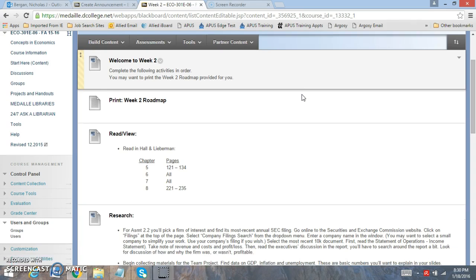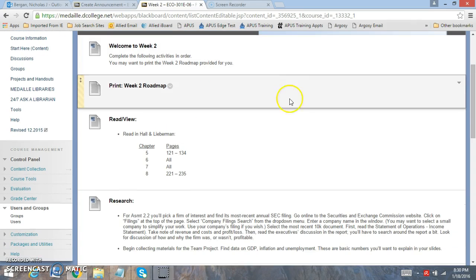For week 2, we're going to be looking at the following chapters that you want to read in your book, and make sure to note that a couple of the chapters you're only going to be reading sections.